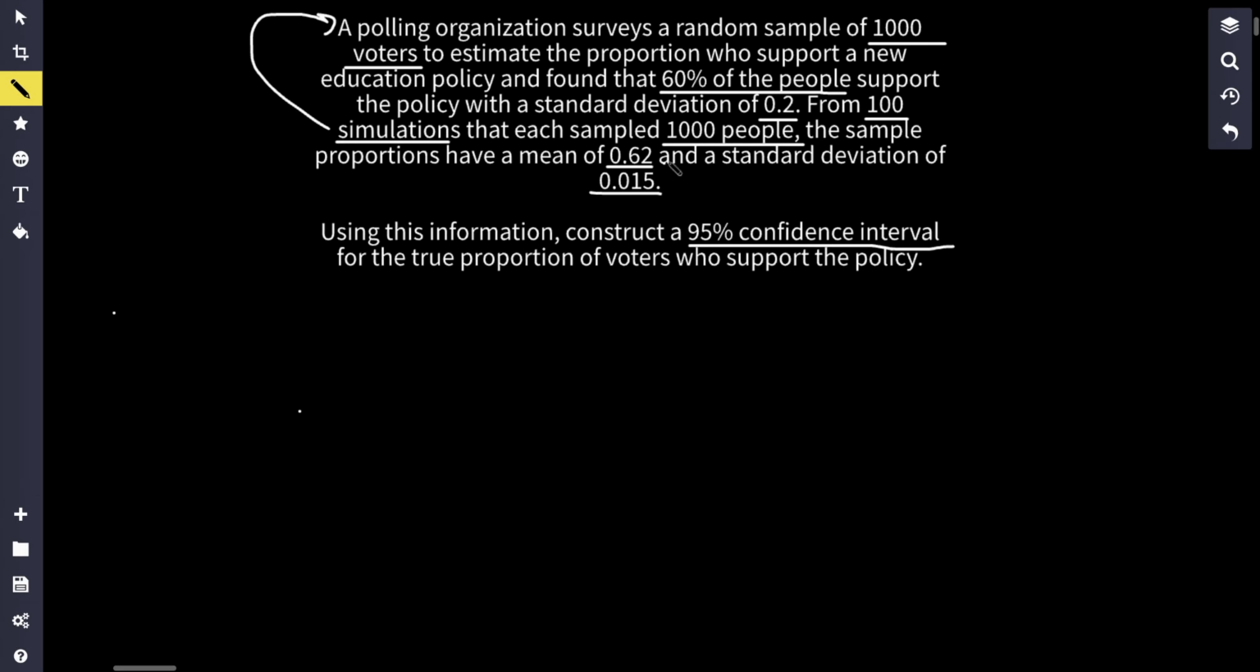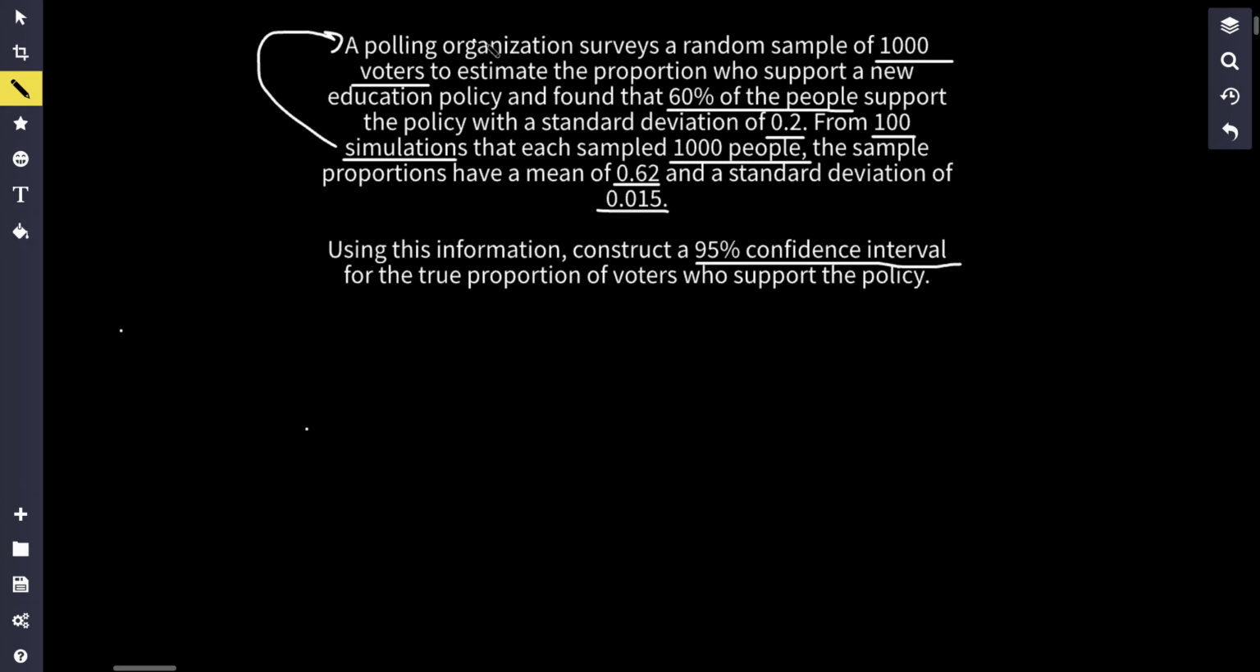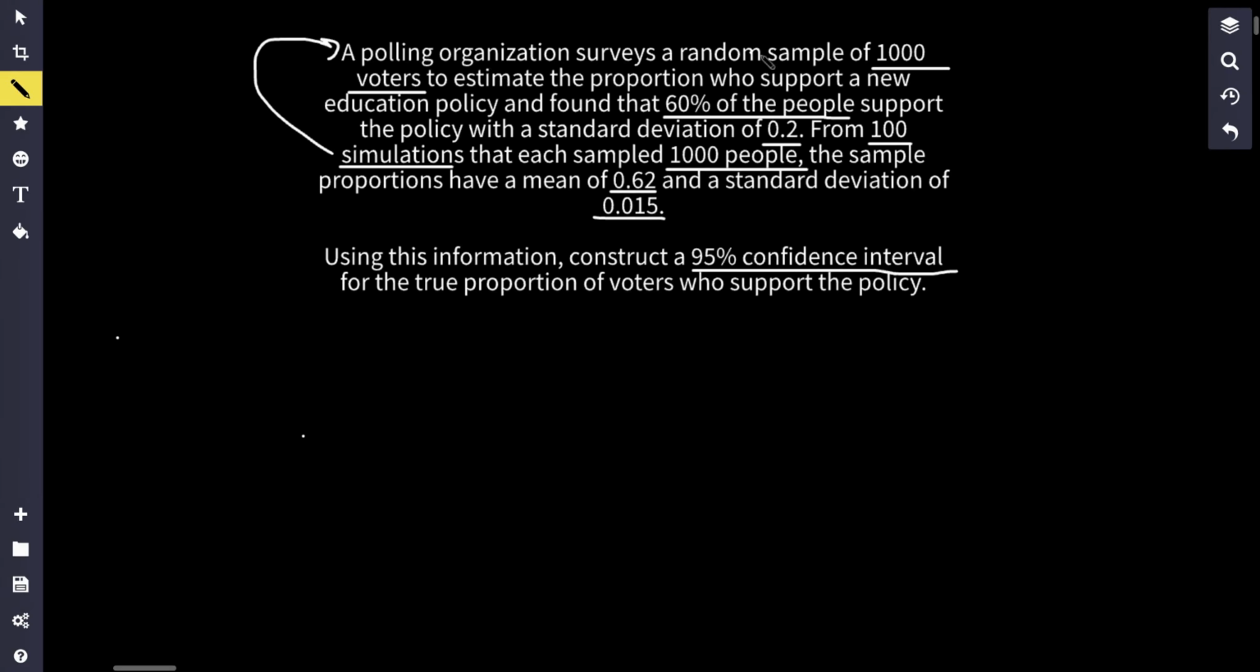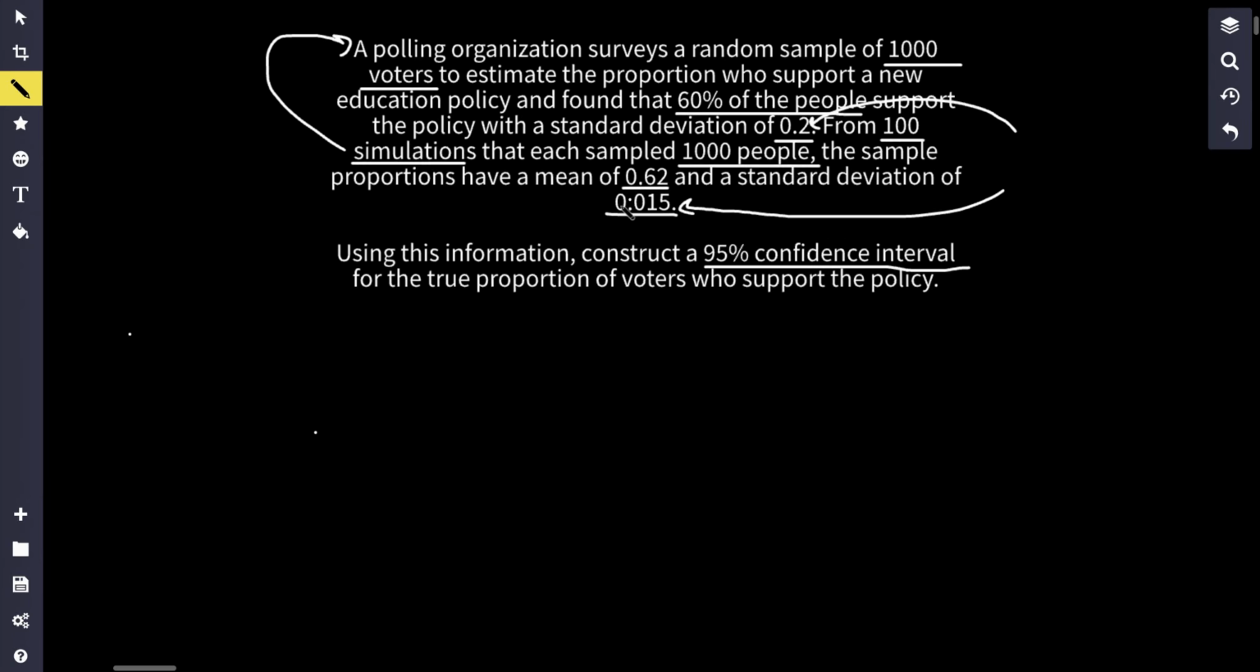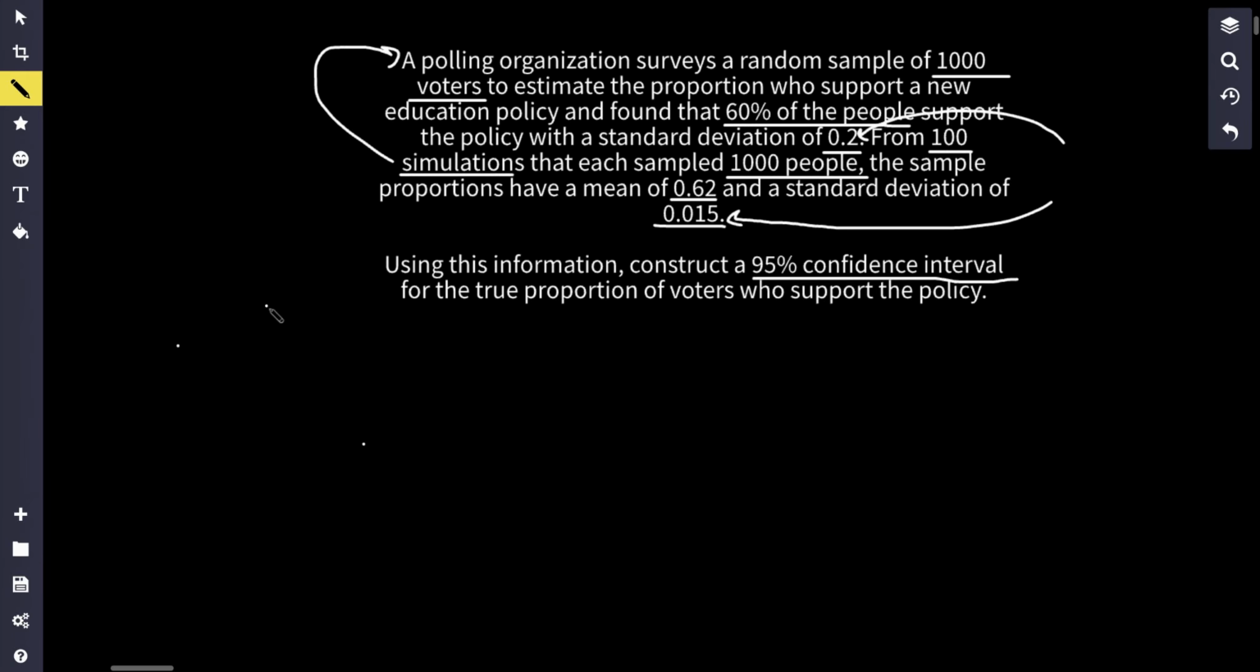Now, one thing you might notice is that when this polling organization actually surveys a random sample of 1,000 voters, it gets a standard deviation of 0.2, which is much greater than the standard deviation of our simulations, right? The standard deviation for our simulations is way less than 0.2. And that kind of makes sense because in these simulations, we're doing 100 simulations. So the thing to know is that the more data we have, the smaller the standard deviation, which is also known as standard error. That kind of makes sense, right?